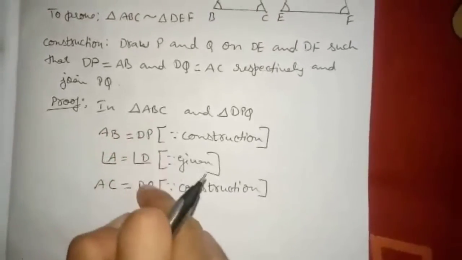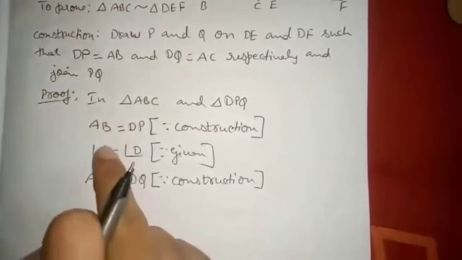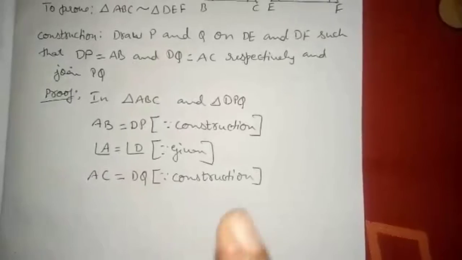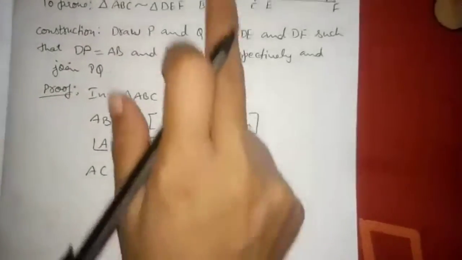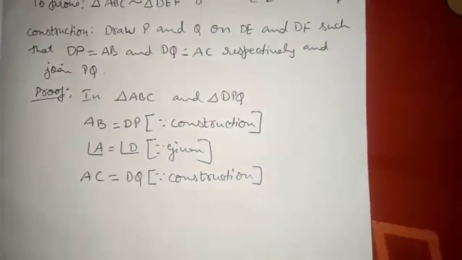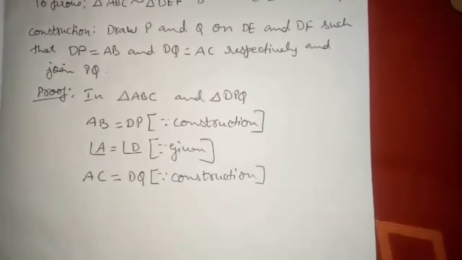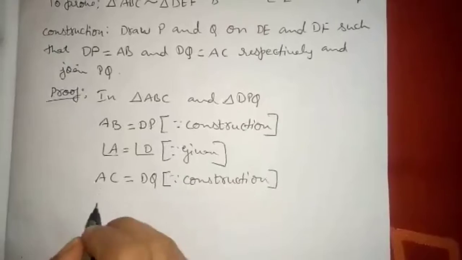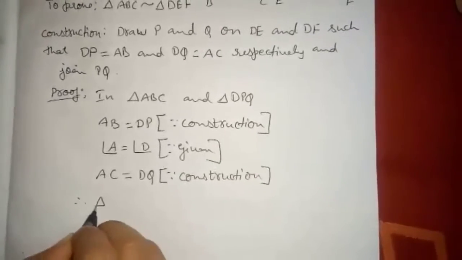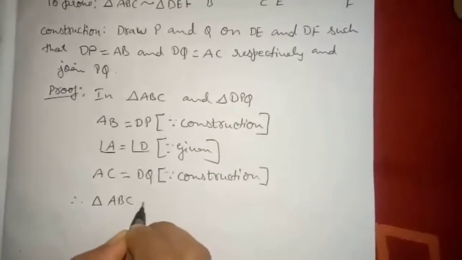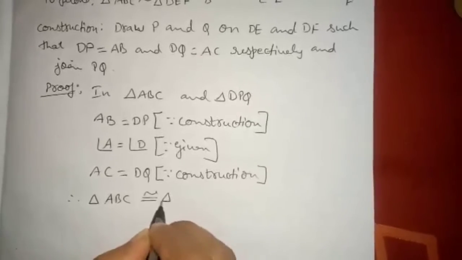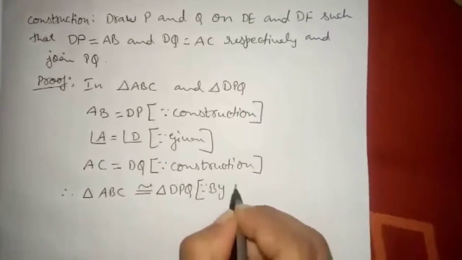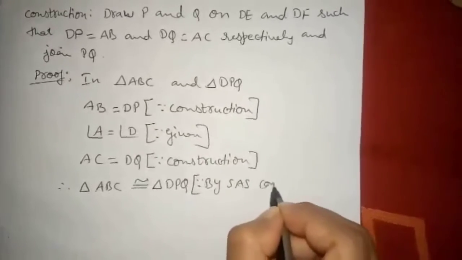Now observe this. What have you got? Side, angle and side, right? So what can we say? By using the SAS congruence rule, these two triangles are congruent, right? You have studied the SAS congruence rule in your 9th standard. So we can say, therefore, triangle ABC is congruent to triangle DPQ by SAS congruence.